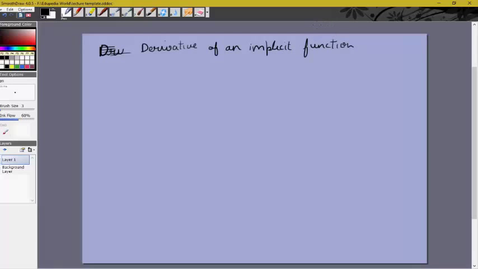So what is an implicit function? Most of the time we are given the function in the form of y is equal to f of x, and then you can differentiate this directly and get dy by dx is equal to whatever the formula is, limit delta x goes to 0, f of x plus delta x minus f of x by delta x. Or you can use some standard formulas and you get the values.